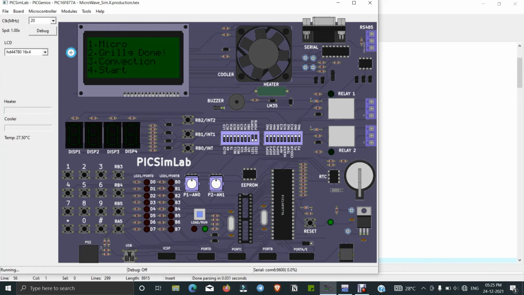at 16 by 4. These are called tactile switches, as we already saw in my presentation, and they form the matrix keypad. And here is the PIC microcontroller, which controls all other components. Here is the EEPROM, and here is the cooler. This is the buzzer, and this is the port for serial communication data transfer, and this is the reset button. And as I already said, we have implemented 4 modes: microwave mode, grill mode, convection, and start.